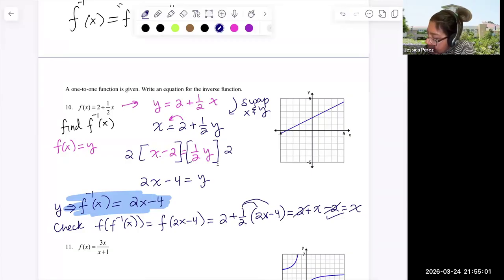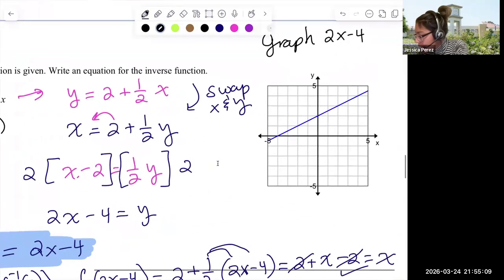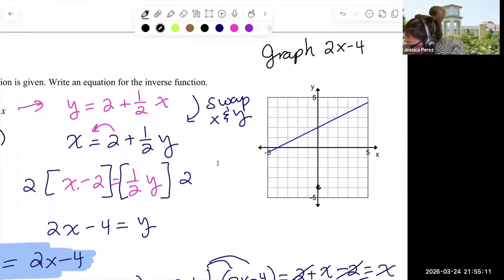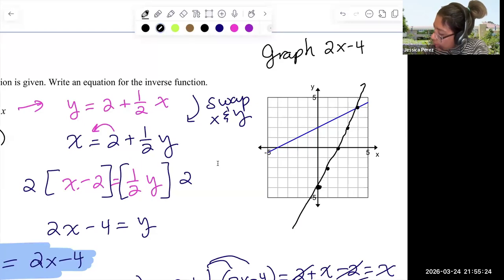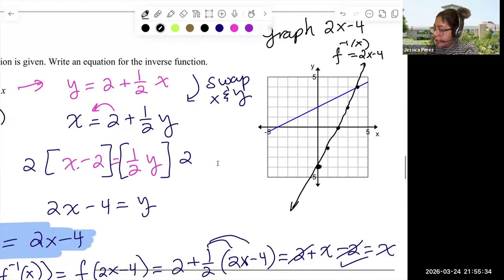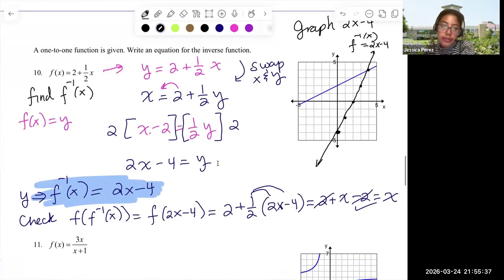We've checked. Now the next thing is we want to graph. We wish to graph 2x minus 4. We start with the y-intercept of negative 4 down here, and then it's up 2 over 1, up 2 over 1, up 2 over 1, up 2 over 1. So there's that equation right there. That's 2x minus 4. This is f inverse of x. So we are able to graph and identify our f inverse of the function.